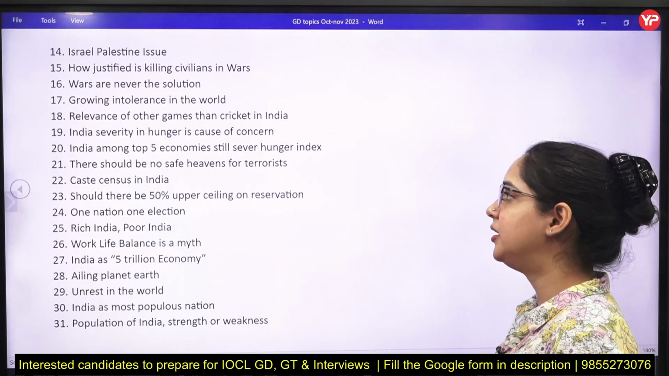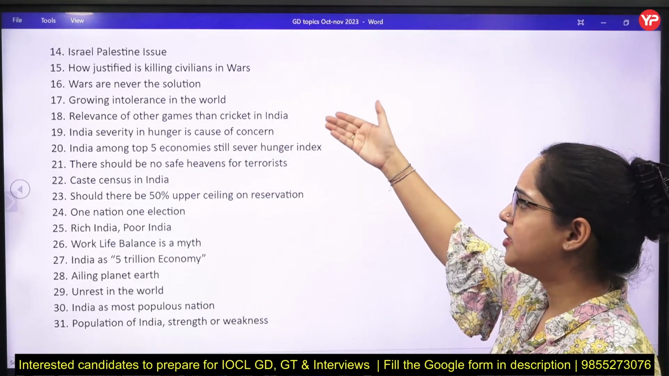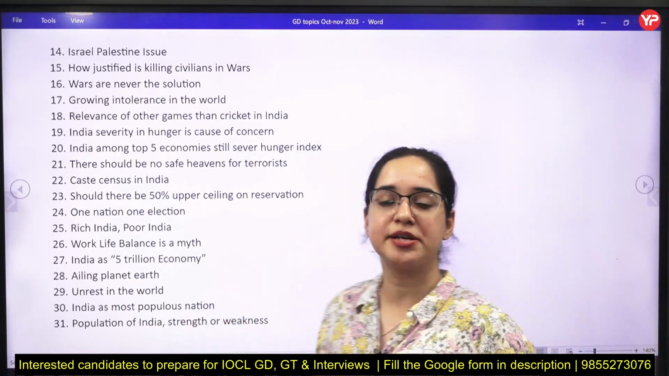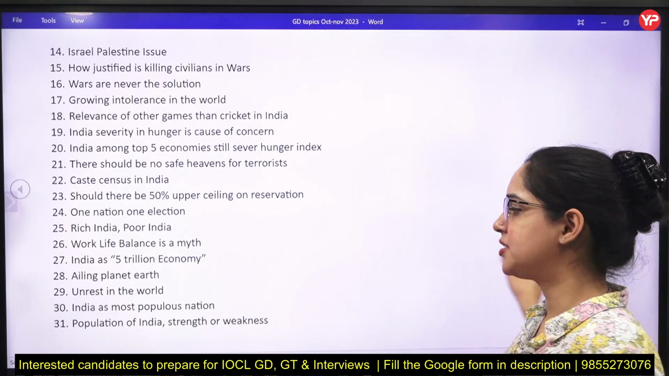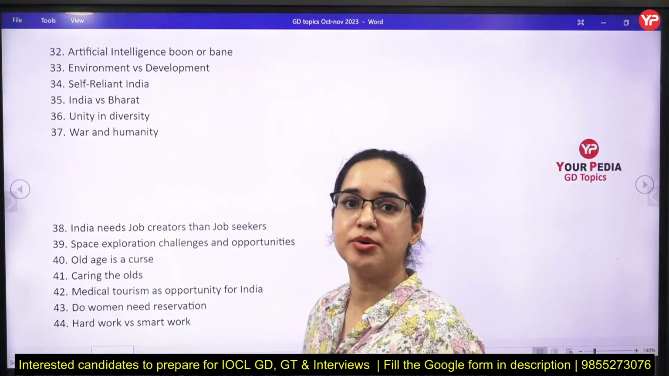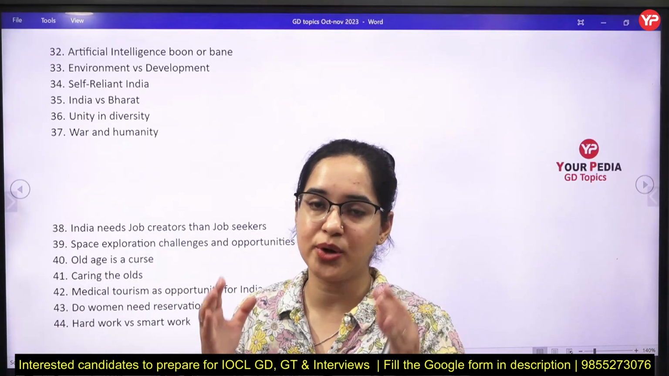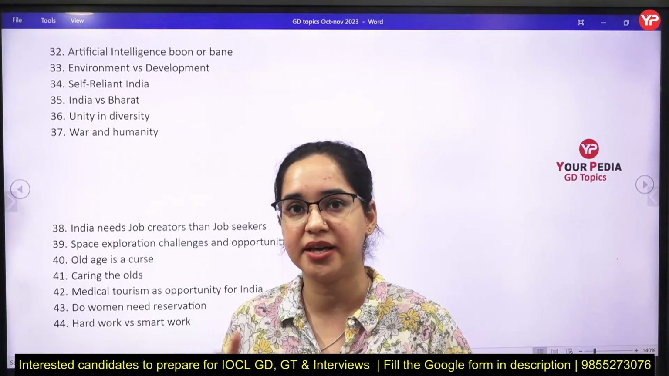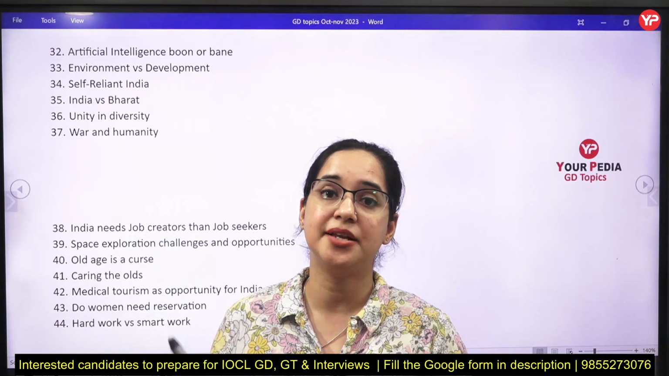Growing intolerance in the world, relevance of other games than cricket in India, caste census, India's severity in hunger is the main concern. Rich India, poor India, the two aspects of India that you need to measure. Ailing planet Earth, unrest in the world. India is the most populous state, population of India, that can be a strength or weakness, because yes, we have a good ratio of the youth sector, but what after some years? Are we actually utilizing those resources in a good manner, or are we not using our human resources in a balanced proportion?